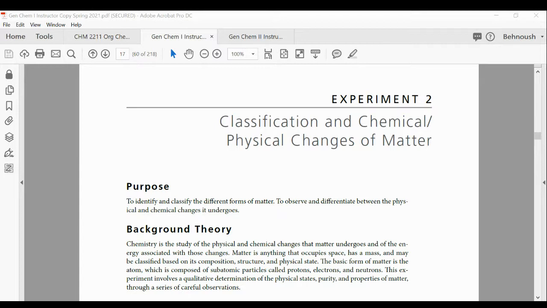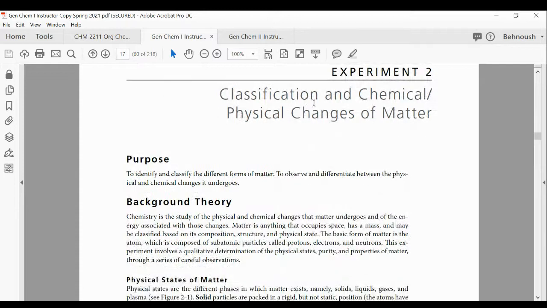For today's experiment, it's the difference between physical and chemical changes. What is a chemical change? What's the difference between chemical and physical change? Chemical change is not reversible. That's good. Not reversible. Chemical change rearranges the composition of the substances, basically a new compound forms.